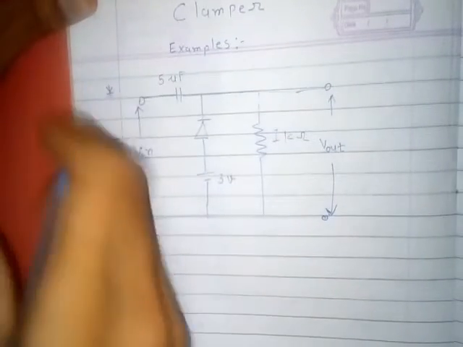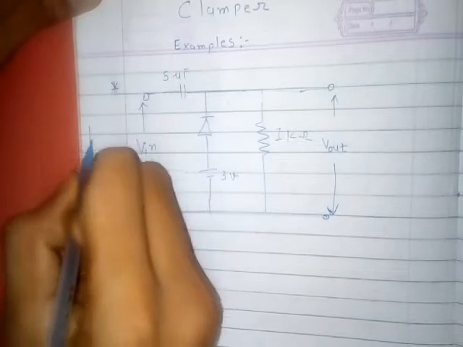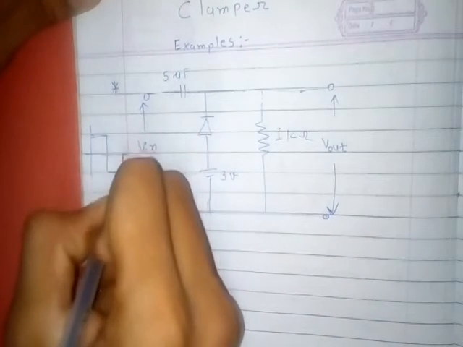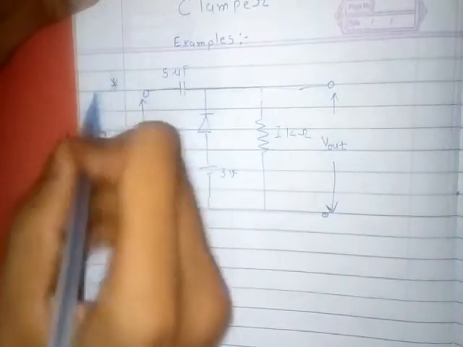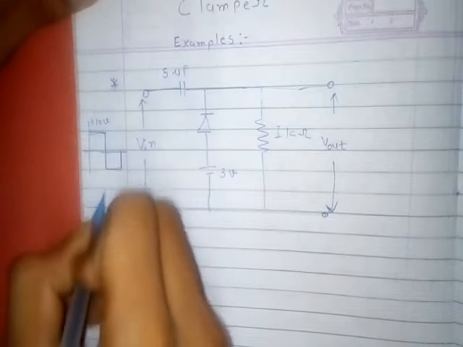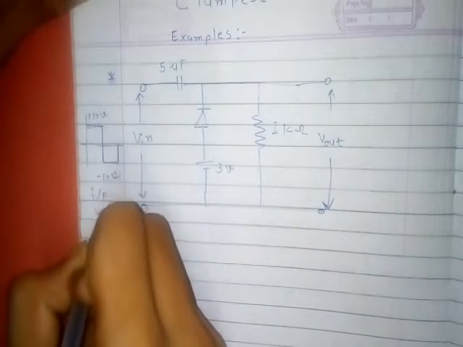Now take an input waveform like this. This is the input waveform that I apply to this circuit for solving the clamper example. This is plus 10 volt and this is minus 10 volt, and this is the input waveform.